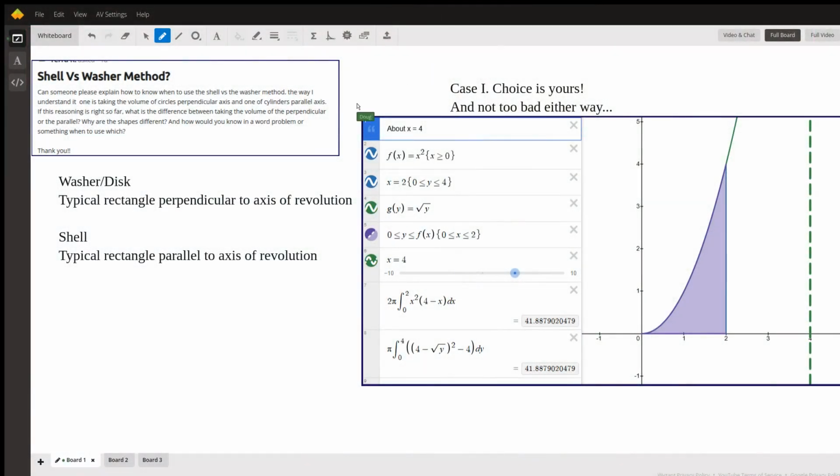Okay, I'm going to attempt to give you an answer to this question using some specific examples. Remember that if you're using the washer disk method, your typical rectangle is perpendicular to the axis of revolution. And if you're using the shell method, your typical rectangle is parallel to the axis of revolution. So case one, the choice is really yours, and it's not too bad either way.